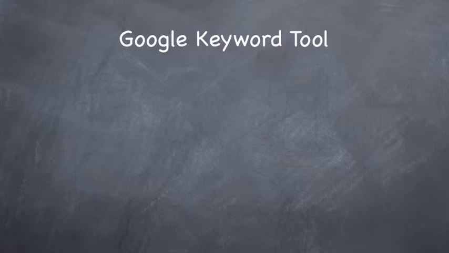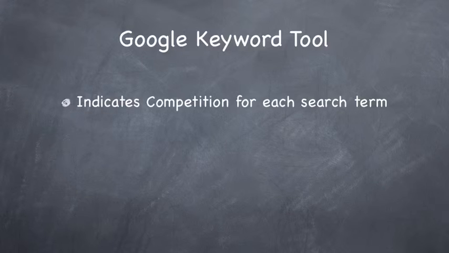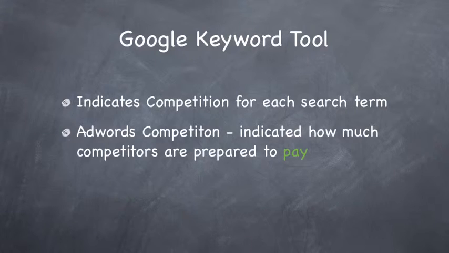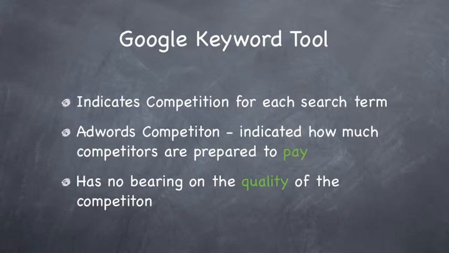Just in summary, the Google Keyword Tool, which we've visited every week so far. This indicates competition for each search term that you've researched, but this competition value is actually AdWords competition. It's talking about how much your competitors are prepared to pay to be there. So it has no bearing on the quality of the competition in the organic or natural search engine results, which is the ones we're interested in.